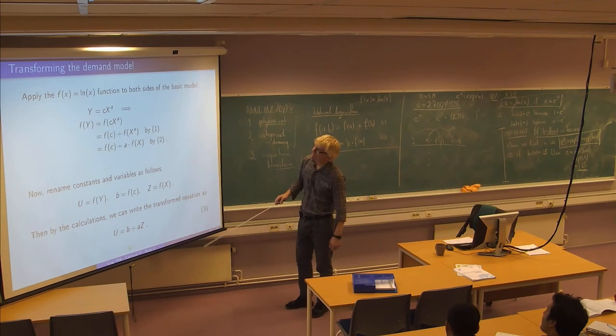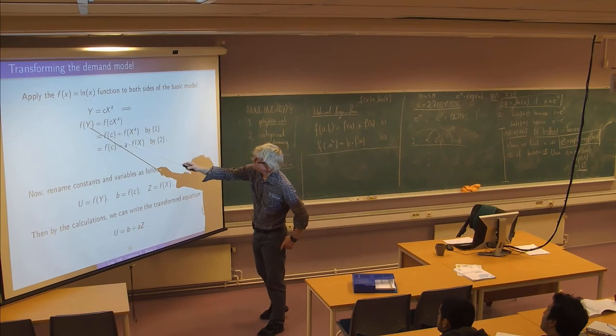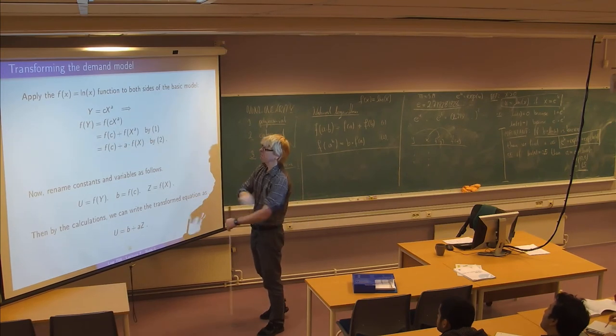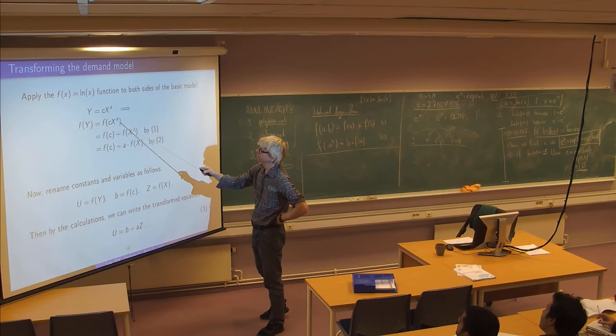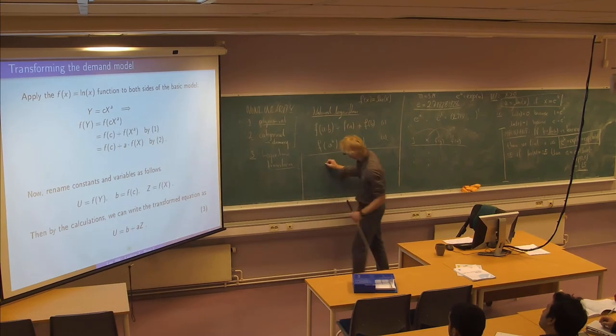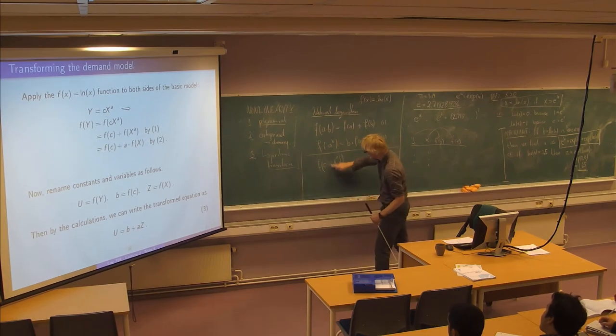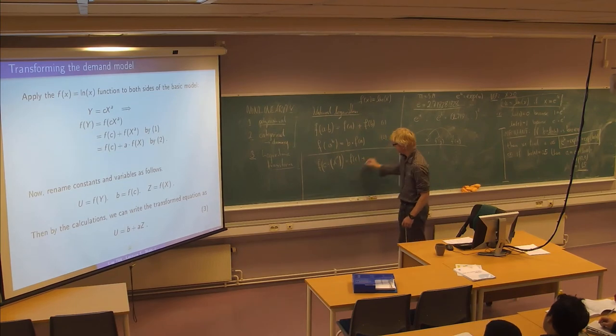It's not that difficult, actually, because you start here. Here is the original relationship. Then I compute f applied to y, that's my left-hand side. So that's going to be f of c times x to the a. Well, c times x to the a is a product of two numbers, namely c and x to the a. So if you take f of that, it's going to be f of c plus f of x to the a. That's applying property 1.